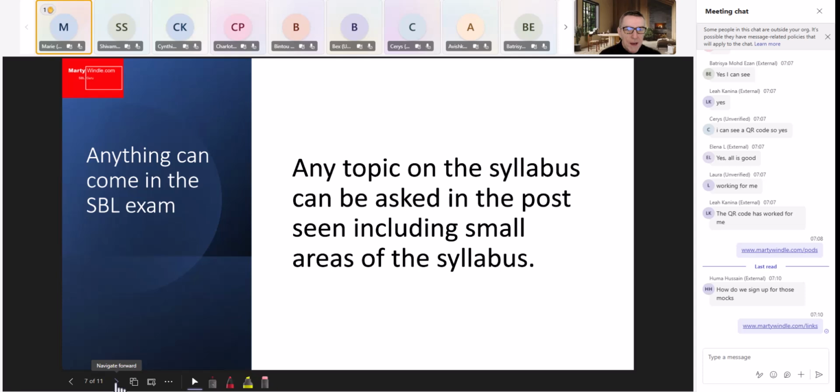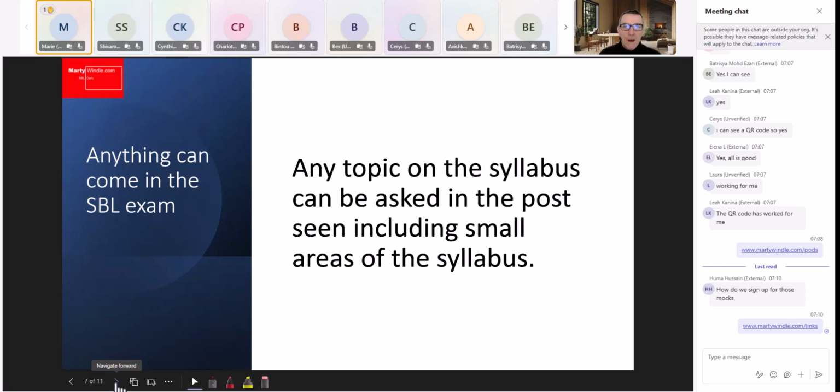Any topic can be asked, so don't ask me, can this come up? Can they ask about budgeting? Yes, because budgeting is on the syllabus. So anything on the syllabus can come up. Recently they've been going into very niche areas and they're using models more, right? They asked value chain last exam. Before that, they asked BCG. Before that, they asked Harmon's process strategy matrix.